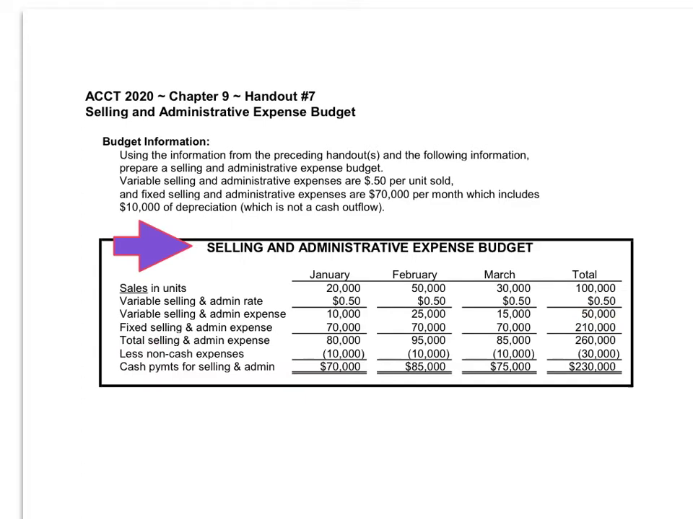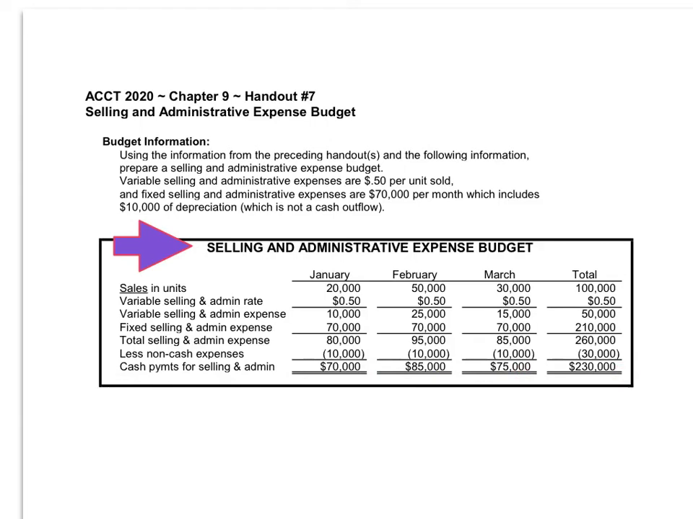And then our non-cash expenses, which is the depreciation, is $10,000. And so we end up with cash payments for selling and admin. This row will end up moving to our cash budget.